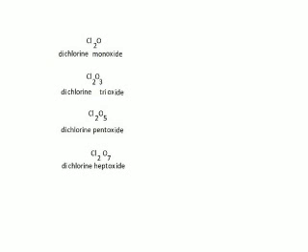Our first compound, therefore, becomes dichlorine monoxide. Our second one, dichlorine trioxide. Our third one, dichlorine pentoxide. And our fourth one, dichlorine heptoxide.